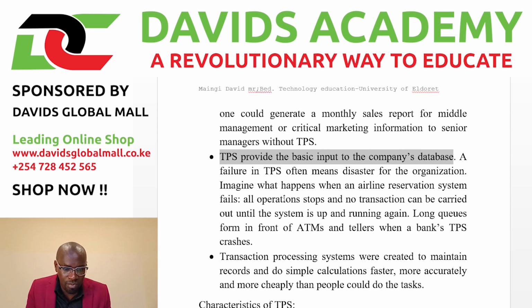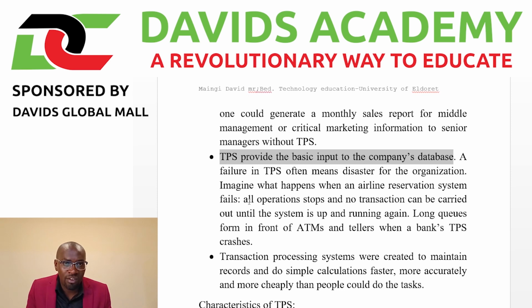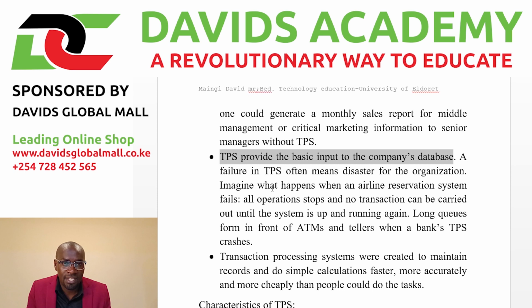A failure in TPS often means disaster for the organization. For example, if you have ever gone to the supermarket and you bought an item, and later you realize that the item is faulty. When you go back to the supermarket using your receipt, they can retrieve that information from the system. That is the reason we are saying that in case a TPS fails, it's a disaster to the organization.